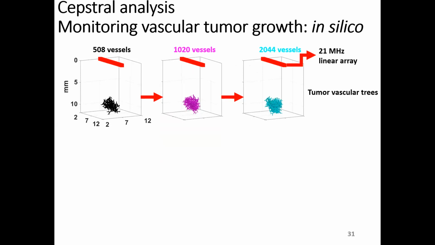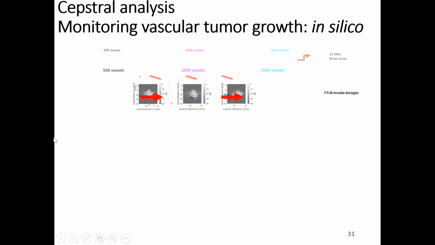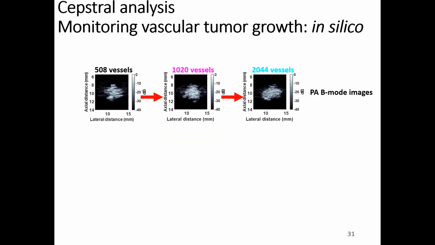So to do that, we initially developed some vascular tree models in order to study these tumors as a function of size. The size of the tumor, we modeled as increasing in size of the vessels, and these are representative three-dimensional views of these vascular trees and the corresponding photoacoustic images.